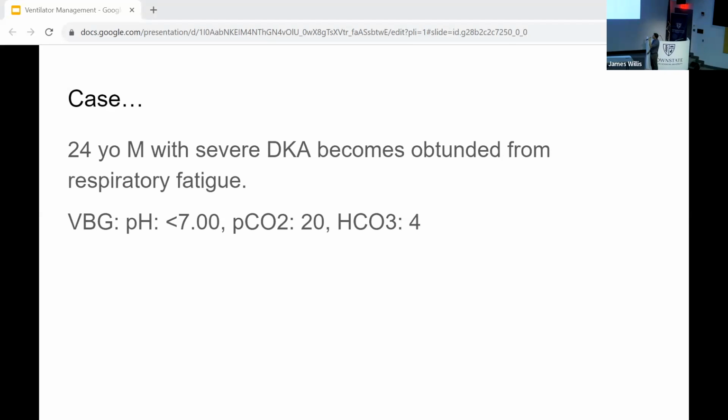Last case, 24-year-old male, severe DKA, becomes obtunded from respiratory fatigue. This is their pH, less than 7. PCO2 is 20, bicarb's 4. Not good. You're doing the fluids, you're doing the insulin, you're doing everything great, but this patient today is here to be intubated. There's no arguing. It's an intubation ventilation lecture.